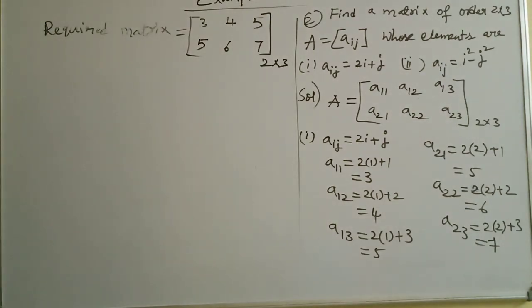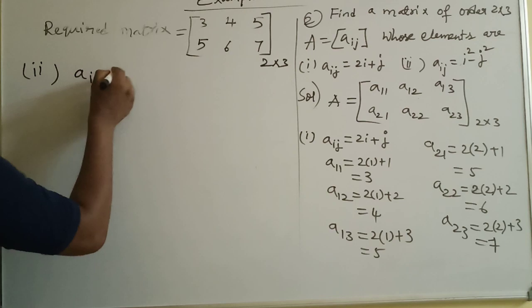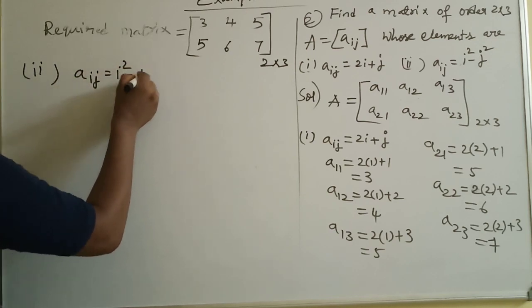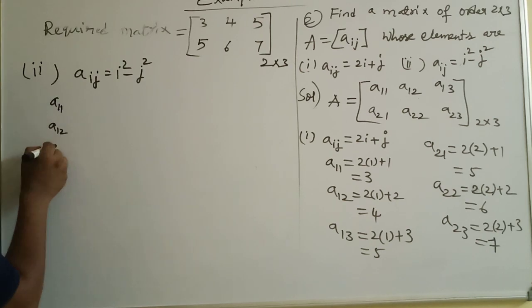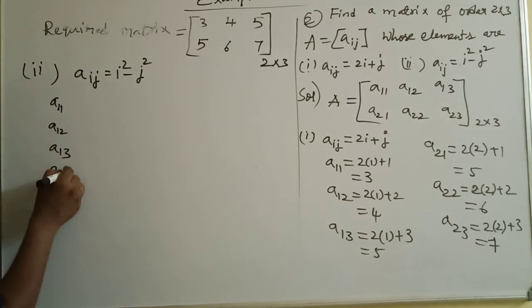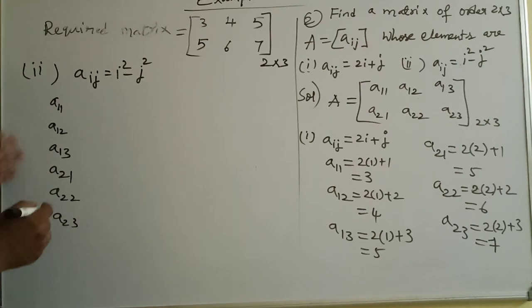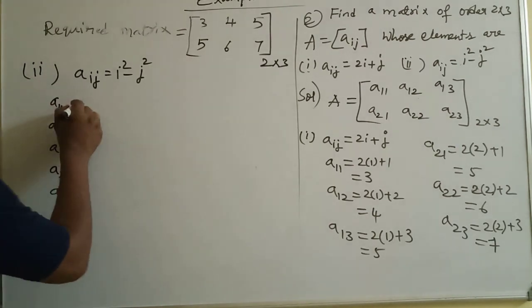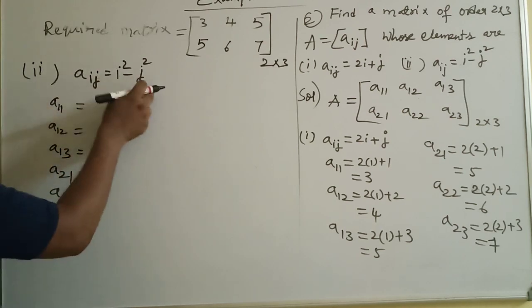So that is about your first one. Then let's move on to the second one. In this second, what is here? aij is equal to i square minus j square. Again the same: a11, a12, a13, a21, a22, a23. That's it. So again, very simple. i square minus j square.